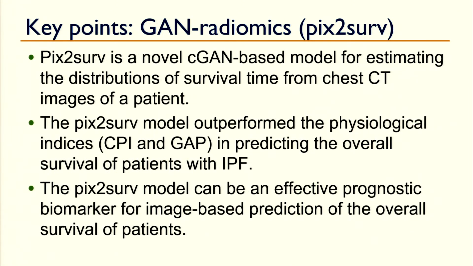To summarize, the GAN radiomics model or Pix2-Serv is based on a conditional GAN, and it can be used to estimate the distribution of the survival time from the chest CT images of a patient. In our experiments, the Pix2-Serv has outperformed physiological indices, such as the CPI and the gap index, in predicting the overall survival of patients with idiopathic pulmonary fibrosis. This indicates that the Pix2-Serv model can act as an effective prognostic biomarker for image-based prediction of the overall survival of patients.